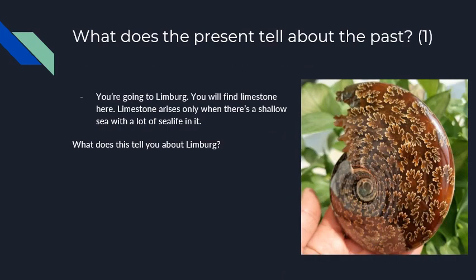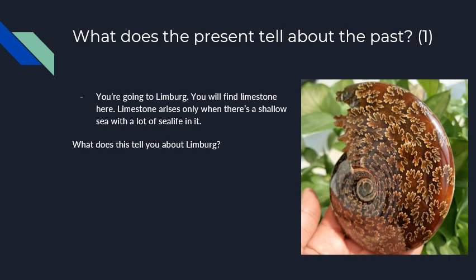But what does the present tell us about the past? As I told you, if you're going to Limburg, you will find limestone here, and limestone arises only when there's a shallow sea with a lot of sea life in it. So what does this tell you about Limburg? That this region should have had a sea back in the days.